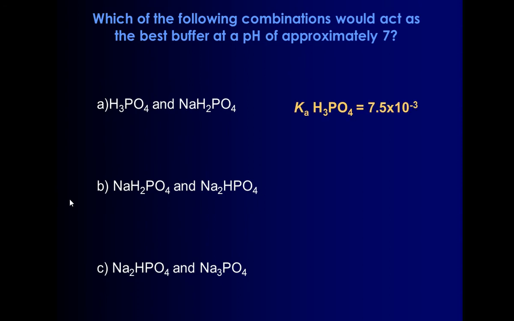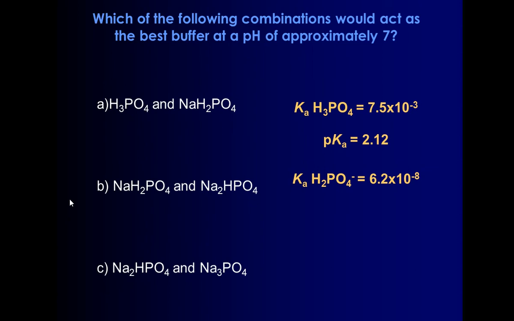We see that the Ka of H3PO4 is 7.5 times 10 to the negative 3. So if I take the negative log of that, I would get that its pKa is 2.12. That's pretty acidic. If we had equal amounts of weak acid and conjugate base, our pH would be around 2 if we look at Henderson-Hasselbalch. That'd be really hard to get up to 7.